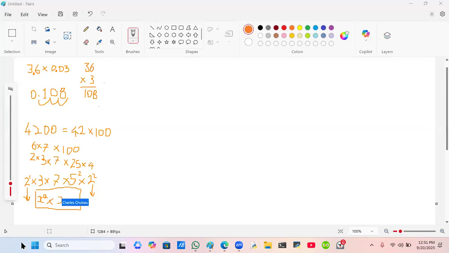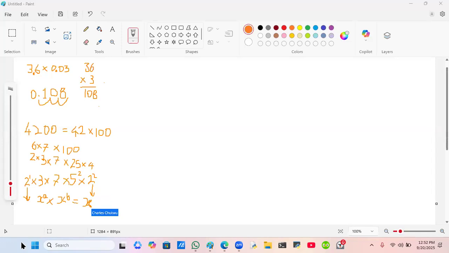X raised to the power of A times X raised to the power of B. Now, let me use the root and explain this part. X to the power of A times X raised to the power of B is equal to X raised to the power of A plus B. So I want you to take note of that law. It's a very simple law.